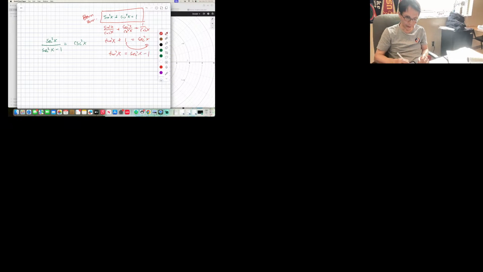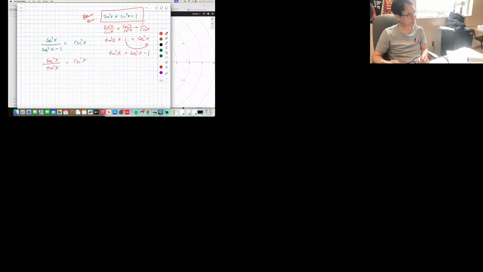So can I write that as tangent square of x? Does that make sense? I basically moved the 1 over, so it'll be secant square of x. So tangent square of x must equal secant square of x minus 1. So that I'm going to write this way.